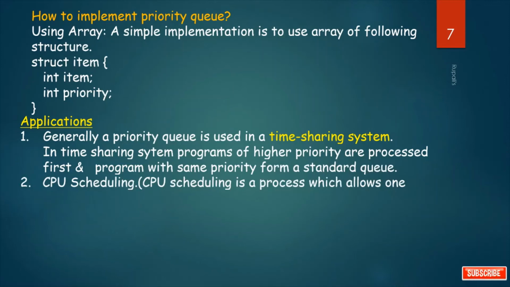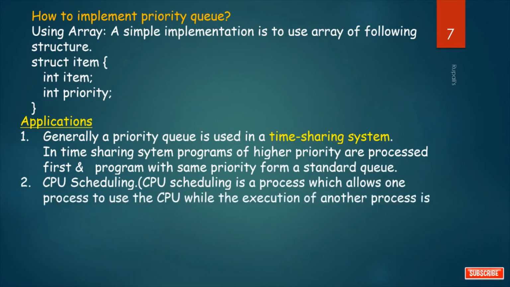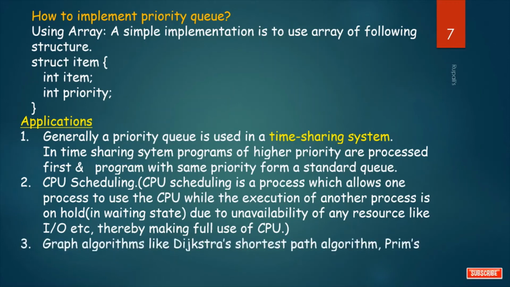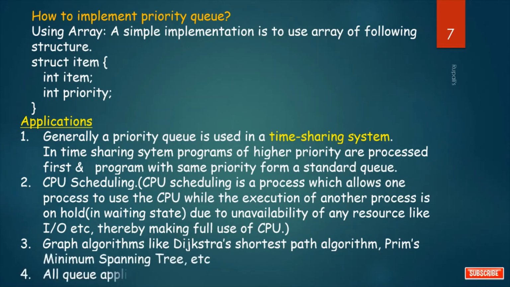Second is CPU scheduling. What is CPU scheduling? CPU scheduling is the process which allows one process to use the CPU while the execution of another process is on hold or in waiting state due to unavailability of any resource like IO, etc., thereby making full use of CPU. Third one is graph algorithms like Dijkstra, shortest path algorithms, Prim's minimum spanning tree, etc. Like all queue applications where priority is involved, priority queue is used.